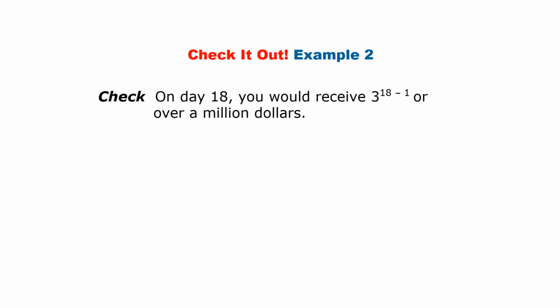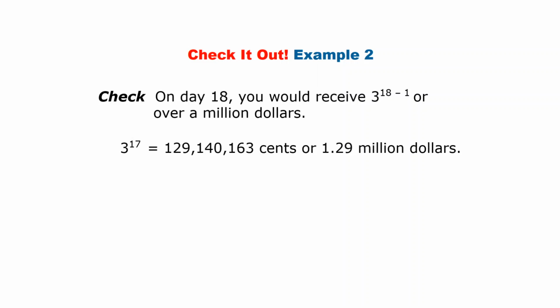All right, you can also check your answer to make sure. So on day 18, you would receive 3 to the 18 minus 1, which is 3 to the 17th power. And if you put that in your calculator, you see you get 129,140,163 cents, or $1.29 million.